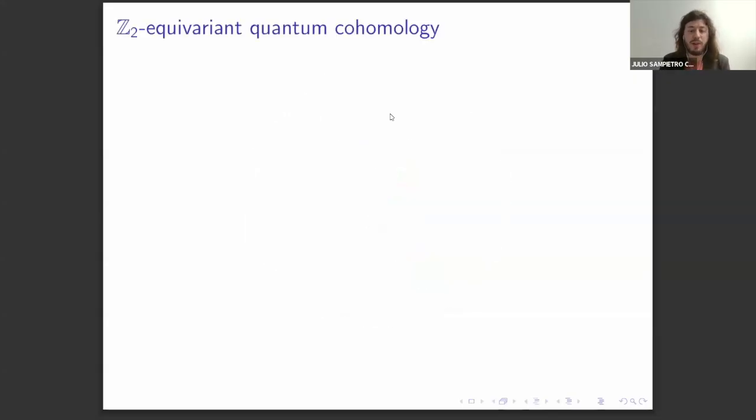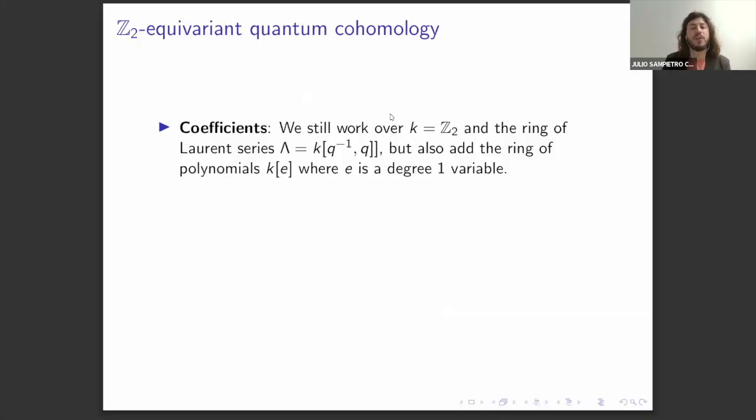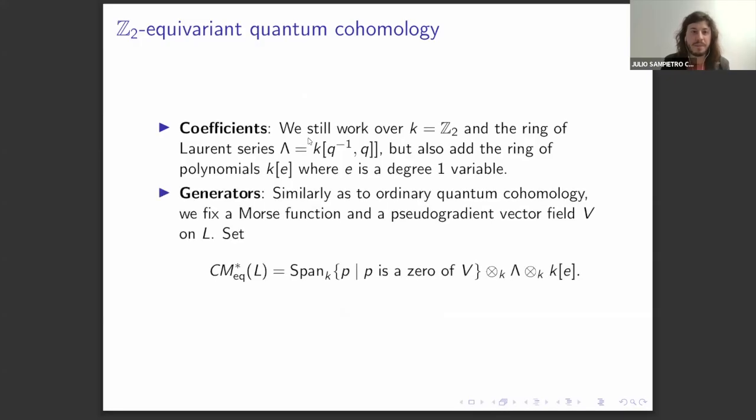So to define Z2 equivariant cohomology, first I'm going to set the scene with the coefficients. So we will work again over K equals Z2 and the ring of Laurent series, but we'll also add polynomials K adjoin E, where E is a degree 1 variable. So this is the main difference with Seidel and Smith's work. We're working with just K of E and not power series in E. The generators are going to be essentially the same. So we pick an ordinary Morse function and pseudo-gradient on L, and we set the equivariant chain complex to be the span by the zeros of V, tensor Laurent series, tensor this time with K adjoin E.